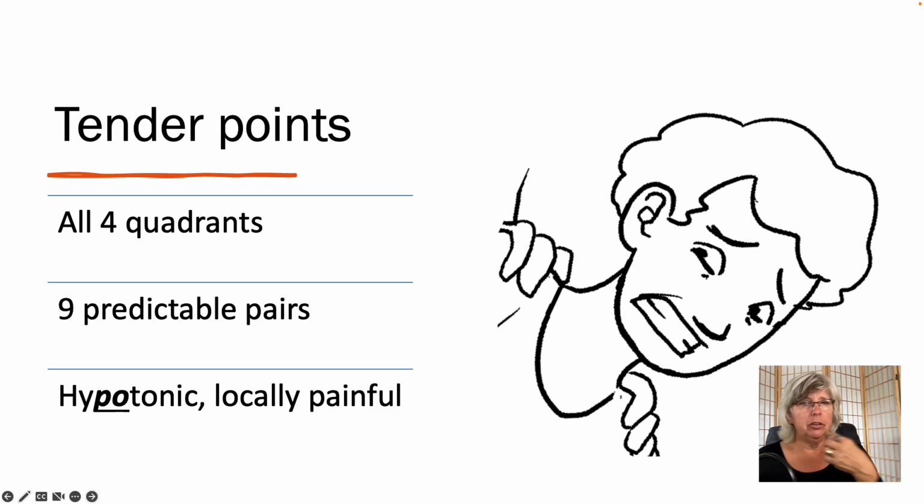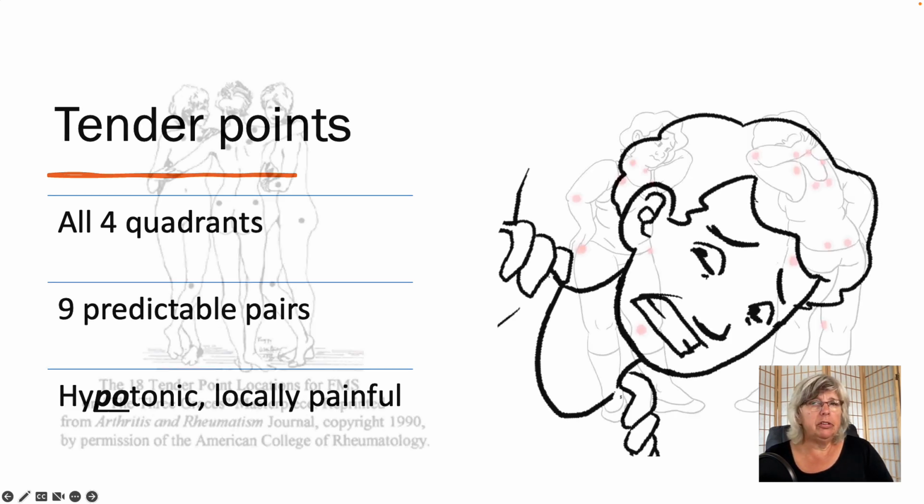And the reason I've chosen to give you this picture of Trudy is that her massage therapist is not understanding that the tender points in her upper back are not trigger points, and what they don't need is deep sustained pressure. What we see with tender points is that they appear in all 4 quadrants of the body. They appear often in 9 predictable pairs, and they tend to be hypotonic and locally painful.